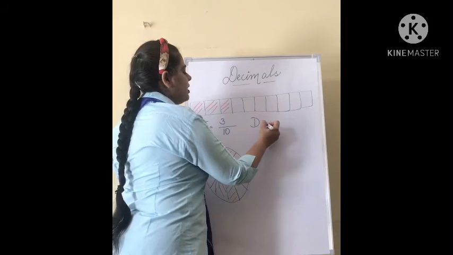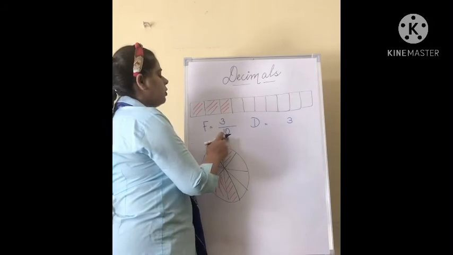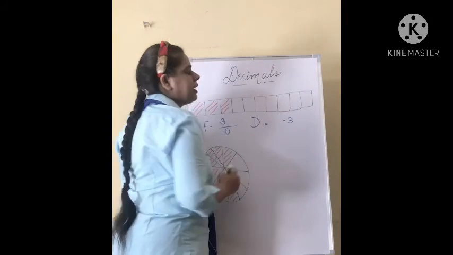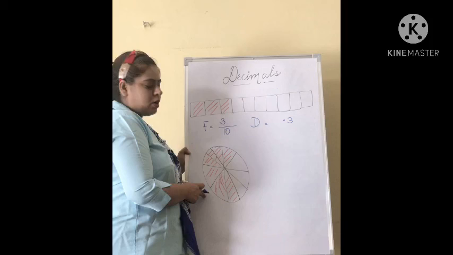How will you represent in decimal form? Write 3 as it is. Yes. How many zeros are there in the denominator? 1. So you will put 1 digit after the decimal here. Clear? Now next, circle form is given to you.